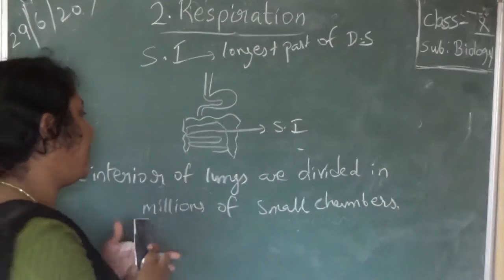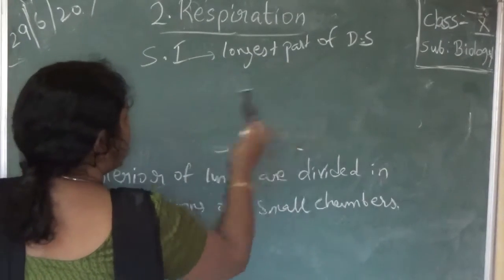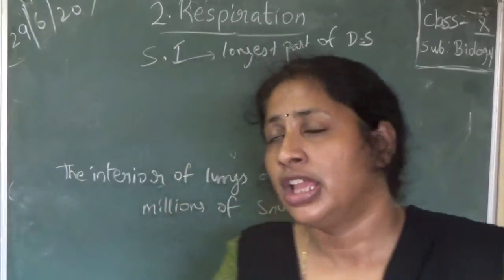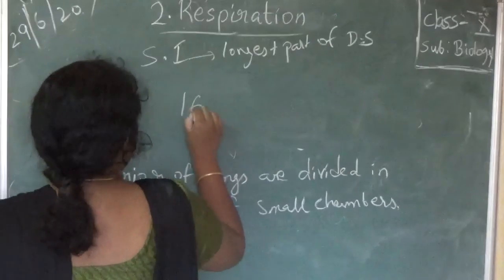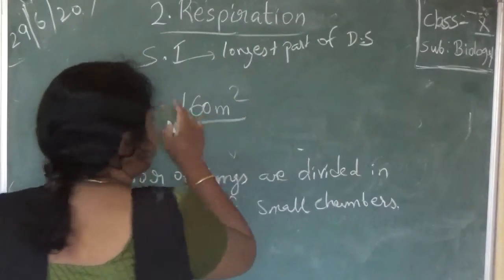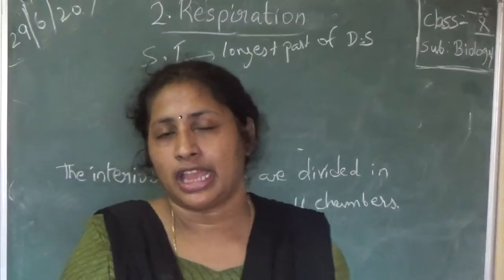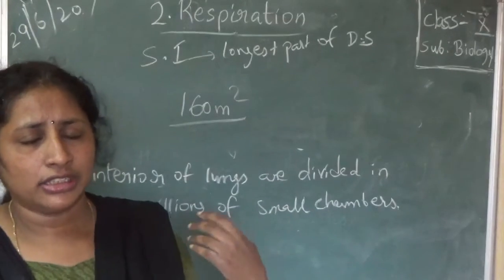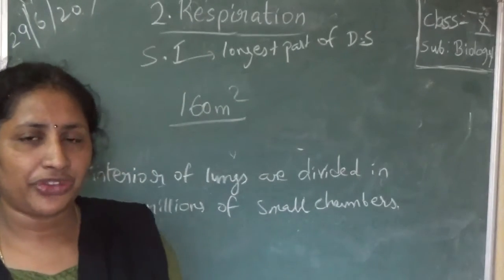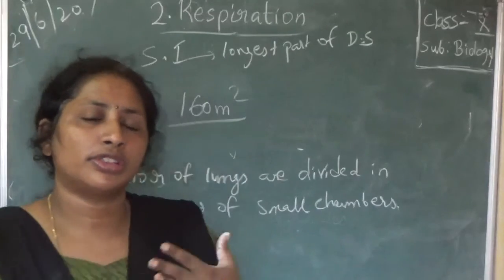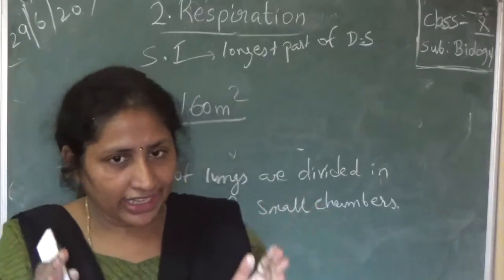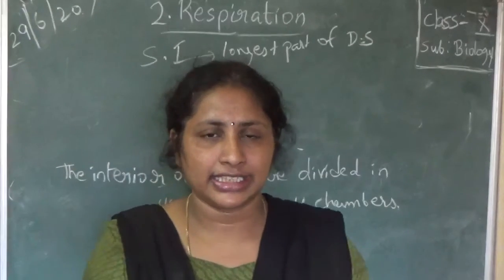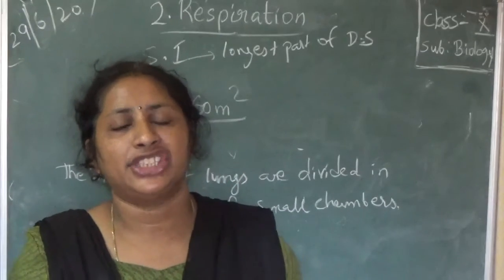Okay, the same principle is applied in the lungs also. Lungs have millions of small chambers in them, millions of alveoli are there. I told you, if you take the alveoli, it will be almost 160 square meters. Imagine the length, how big it will be. That's why they are folded into such small structures in that very compact space, because the folding lessens the space and helps in more exchange of gases.